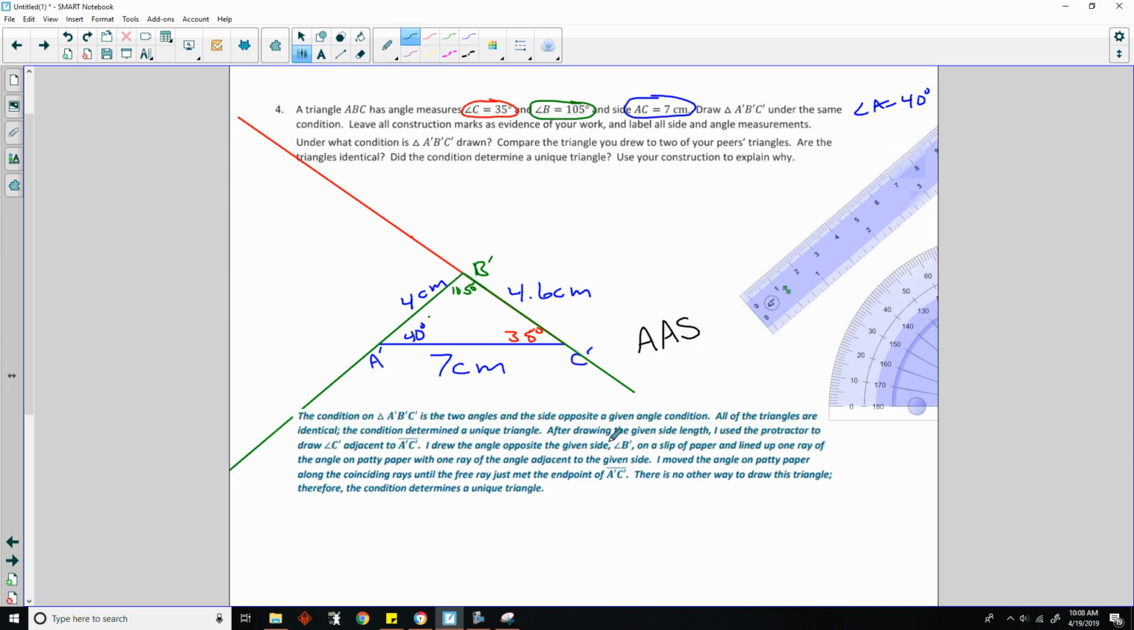I then drew an angle opposite the given side, B prime, on a slip of paper, patty paper if you will, and lined up one ray of the angle on patty paper with one ray on the angle adjacent to the given side. I moved the angle on patty paper along the coinciding rays until the free ray just met the endpoint A prime C prime. So I moved it until this segment hit right there. There's another way to draw this triangle. Therefore, the condition determines a unique triangle.